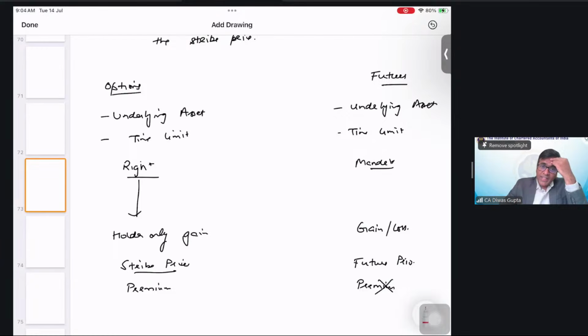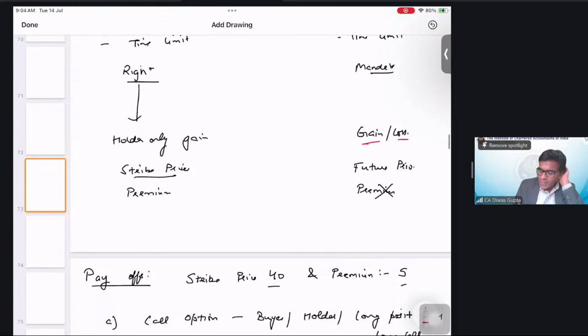Futures carry a mandate with them. They have to be mandatorily adjusted for. Options carry a right. If they are beneficial, then these will be adjusted. If these are non-beneficial, then these will not be adjusted. Then, in this case, the holder is only on the gaining side, subject to the payment of premium. Right? Here, gain or loss, anything can happen in case of futures.